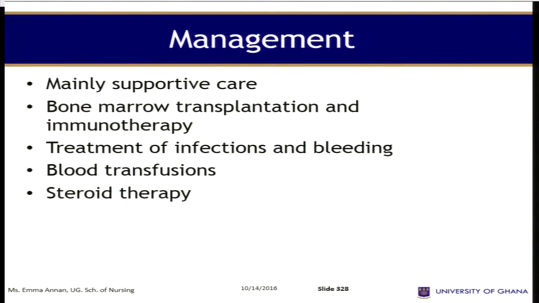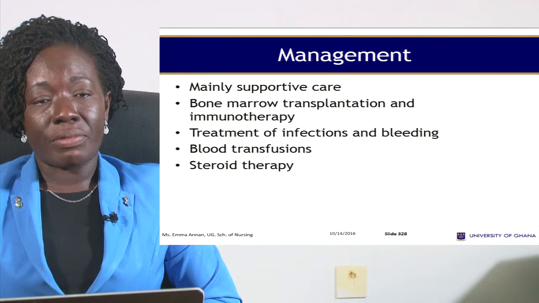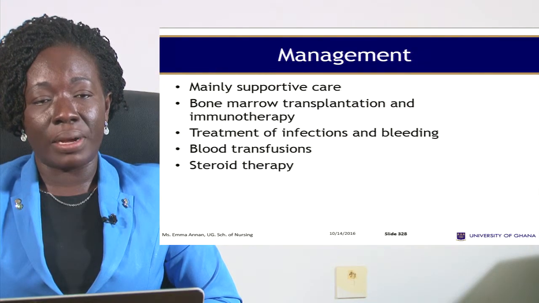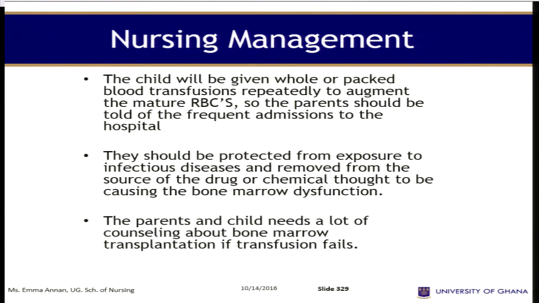Management for children with aplastic anemia is mainly supportive care, bone marrow transplantation, and immunotherapy. Very, very sad. They need to have bone marrow transplantation, and I'm wondering whether they can do it here. And treatment of infections and bleeding, then blood transfusions and steroid therapy. So these are all management of aplastic anemia.